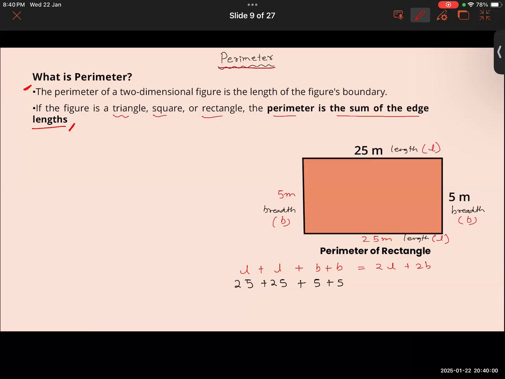So I have to write the definition? Yes, you have to. This first line and the second line. You haven't started writing it down. I wrote the heading. Okay. Don't take this much time, Habib. Just write down this from here till here. As I told you now, the perimeter of a two-dimensional figure is the length of the figure's boundary. If the figure is a triangle, square, rectangle, the perimeter is the sum of the edge lengths.